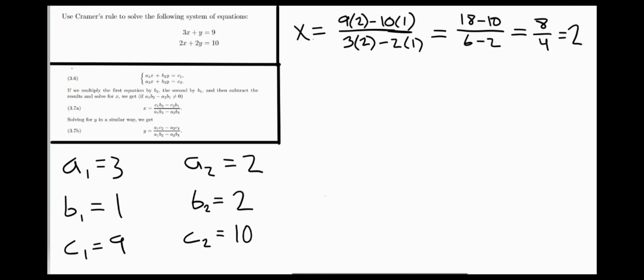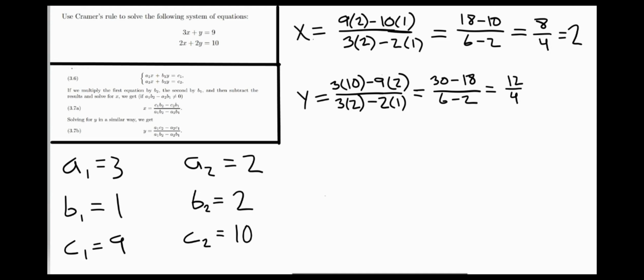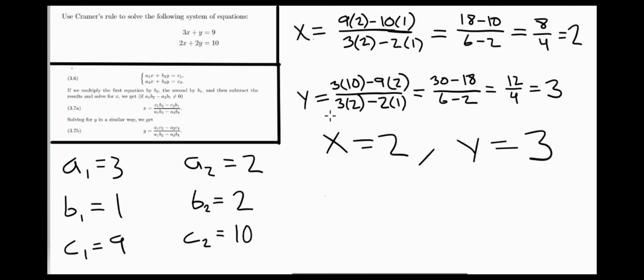So now we have our x value, and let's do the same for y. So y turns out to be, using the same method, 3 times 10 minus 9 times 2 over 3 times 2 minus 2 times 1. You might notice the denominators are the same in both of these fractions. That's because they are the same in the definition as well. And simplifying again, we get 12 over 4, which is 3 for our y value. And just like that, our system of equations is solved. We have a point of 2 in the x dimension and 3 in the y dimension.